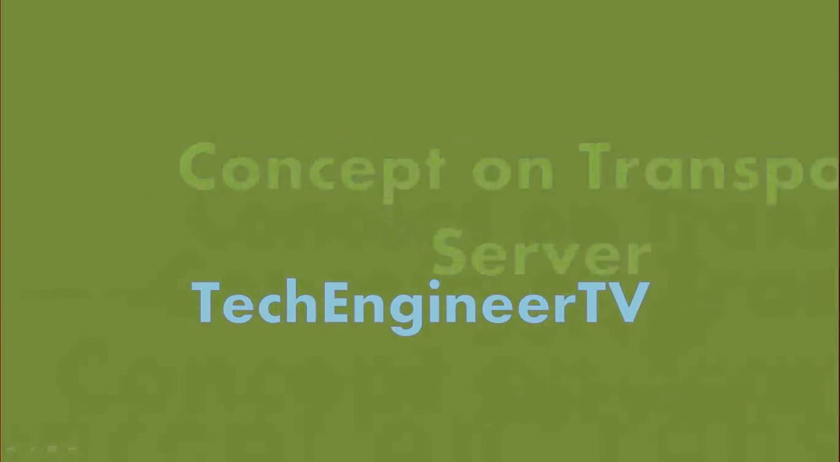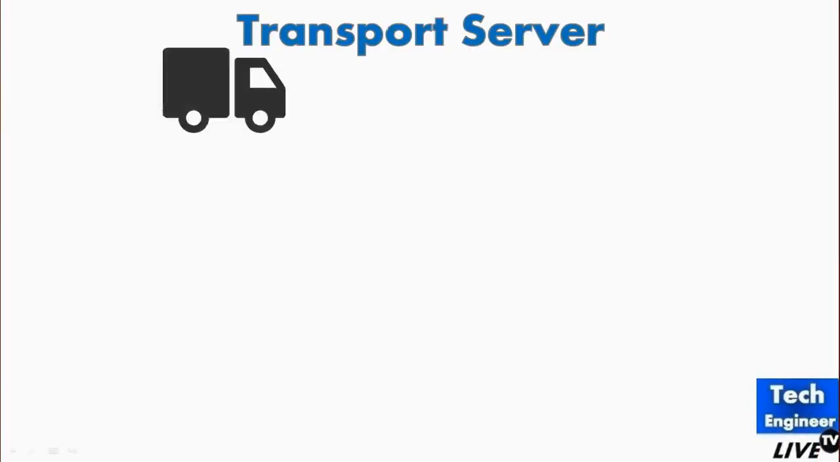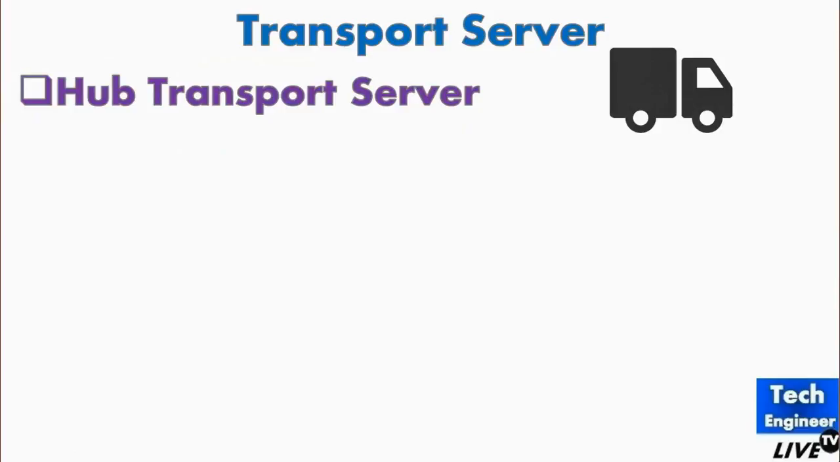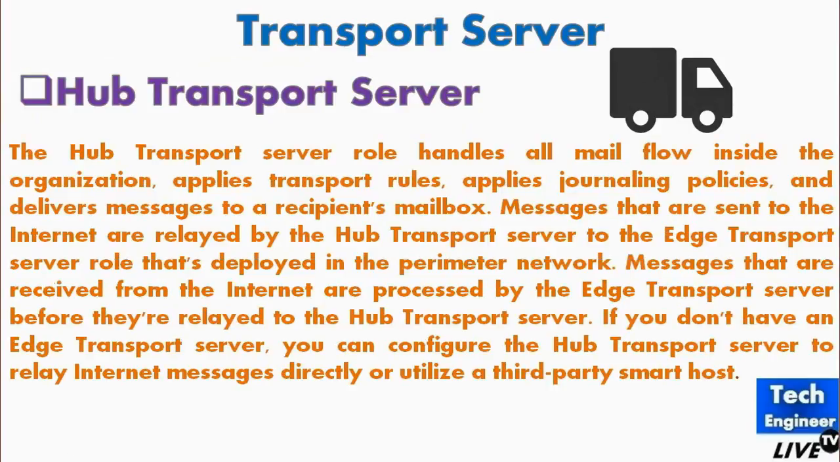Hello there. In this tutorial I'm going to discuss the concept of transport server. Transport server is built on two main servers, the first of which is the hub transport server. So what is the hub transport server? The hub transport server is the role which handles all the mail flow inside the organization.